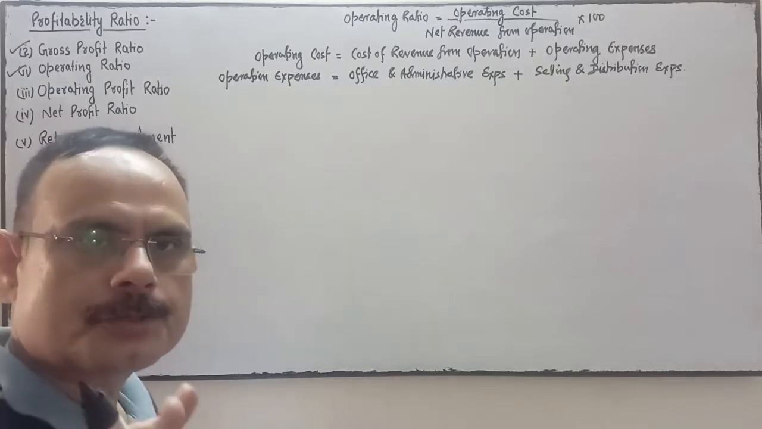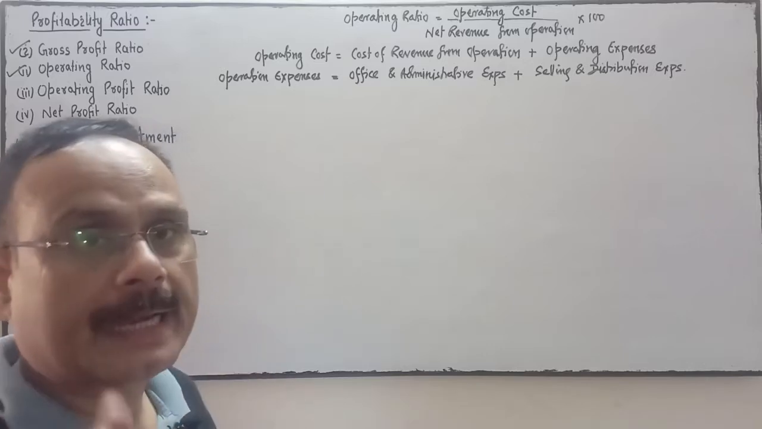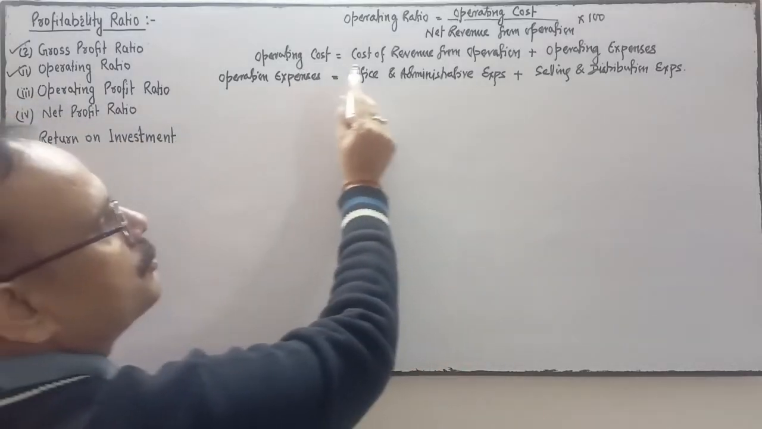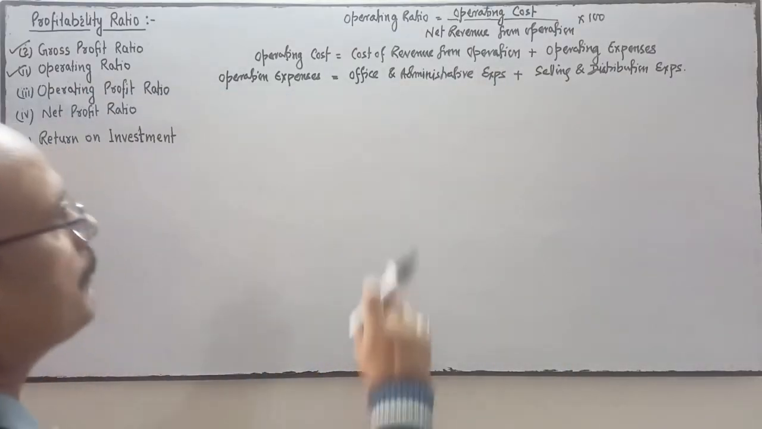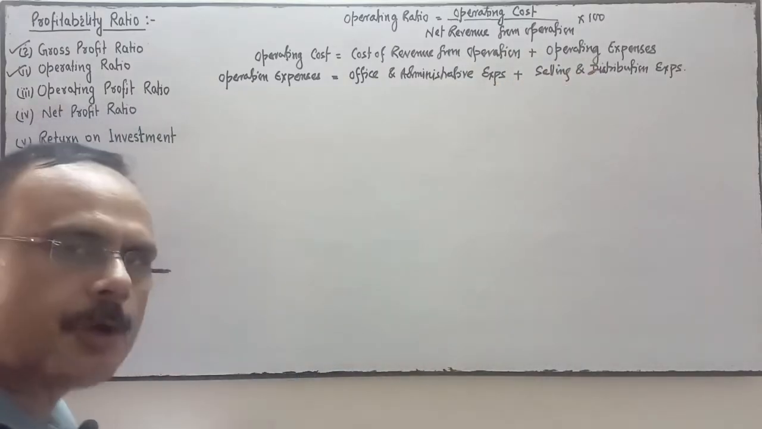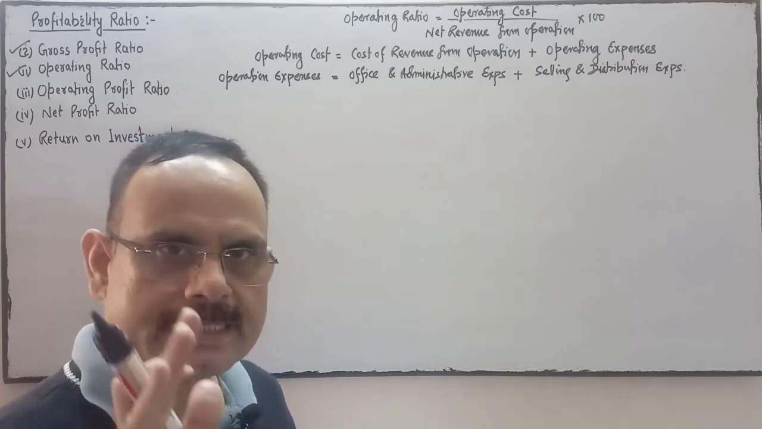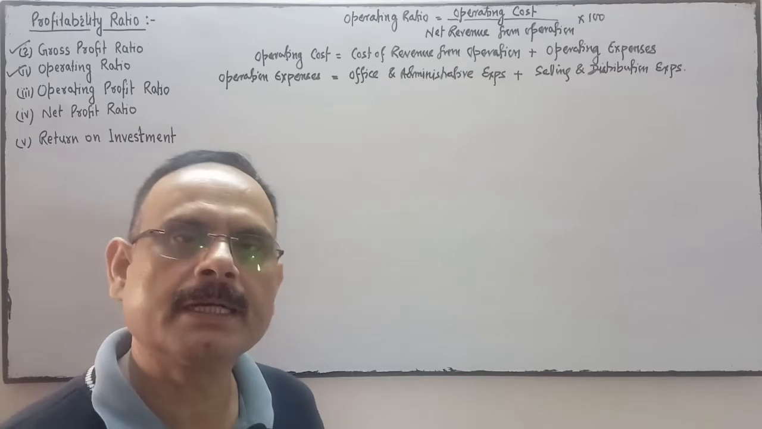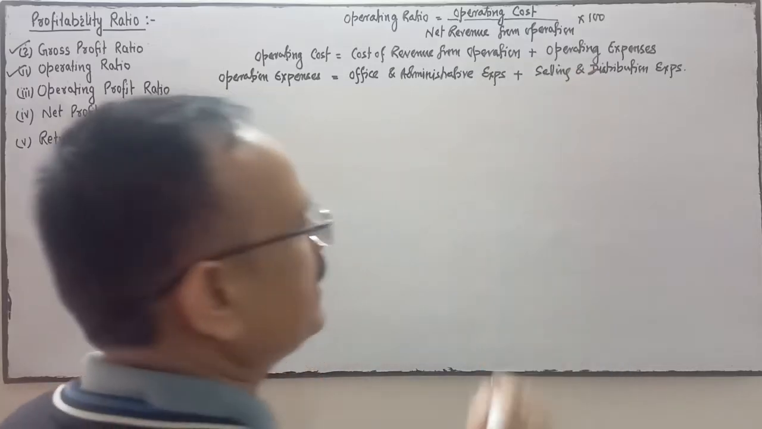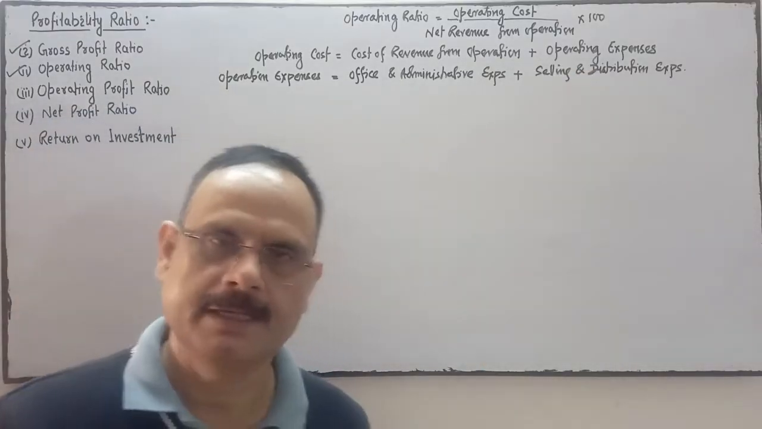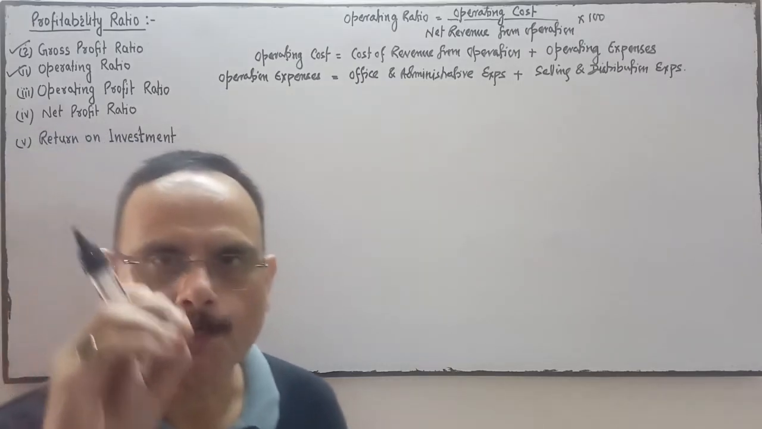Operating cost means cost of revenue from operation plus operating expenses. Now what is operating expense? Office and administrative and selling and distribution expenses come under operating expenses. So operating expenses means office and administrative plus selling and distribution expenses. This ratio shows how much percentage of revenue is covered by the operating expenses.